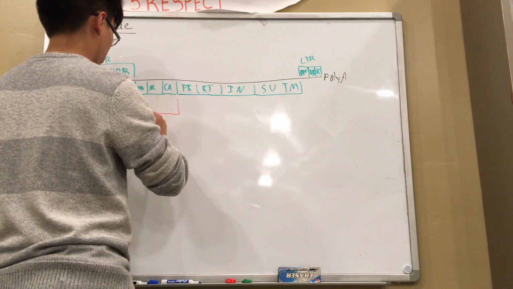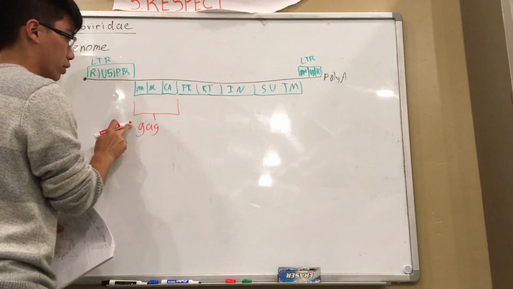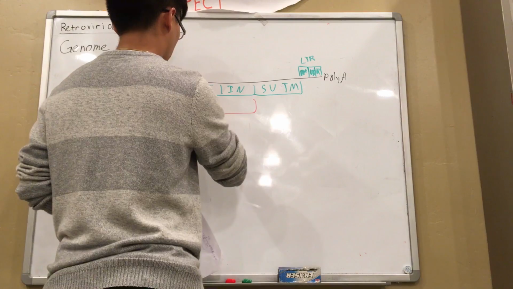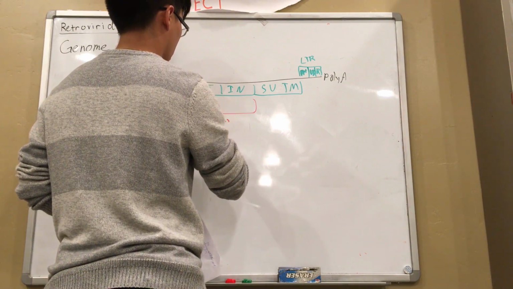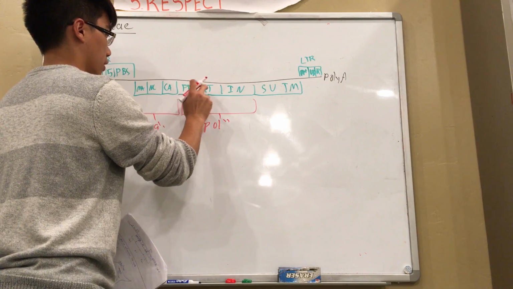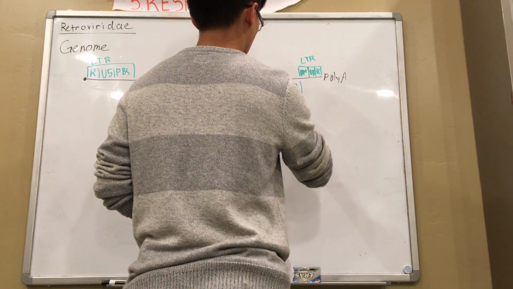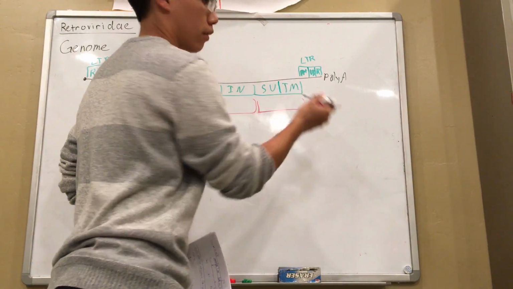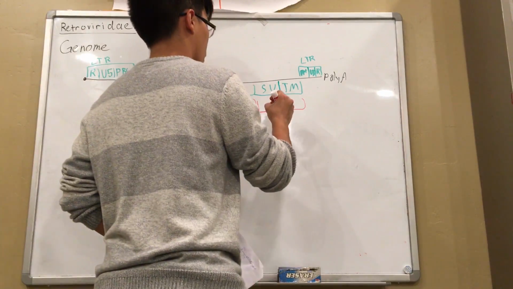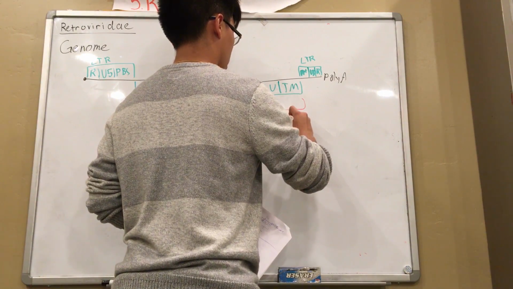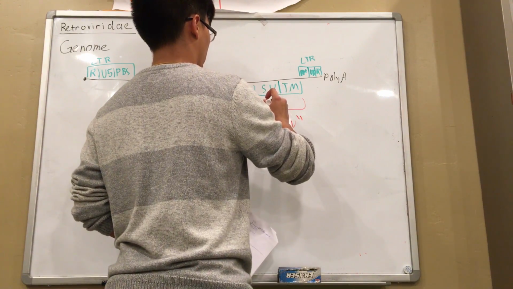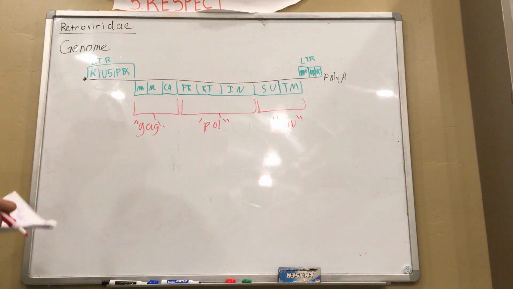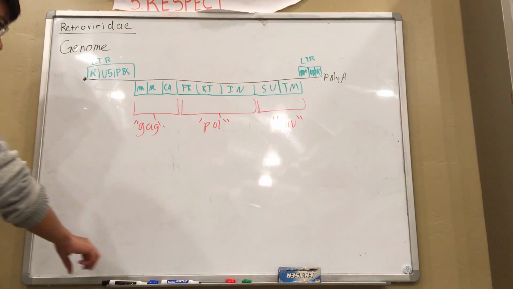LTR, stuff in between. This is the open reading frame for GAG. Your open reading frame GAG encodes the matrix, nucleocapsid, and capsid proteins. This Pol reading frame encodes the protease, reverse transcriptase, and integrase gene products. And this one is your envelope open reading frame, and it encodes the surface and transmembrane proteins. So that's what the genome looks like. That's the first illustration.